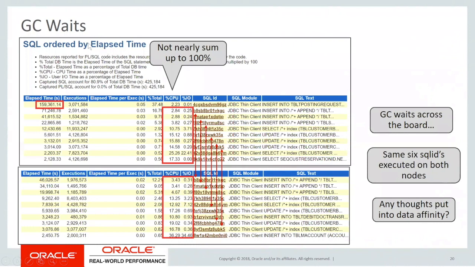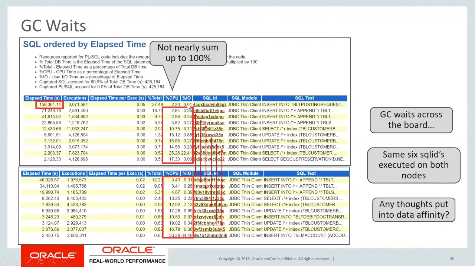The reason why I'm showing this ordered by elapsed time here is because on node 1, it clearly shows this posting request insert as the number 1 elapsed time contributor to DB time. And the point that I want to make here is that I often look at these two columns, %CPU and %IO. These two columns tell me, of the DB time that this insert statement has been generating, what percentage was CPU, what percentage was IO, and I can then deduce what percentage were other waits.